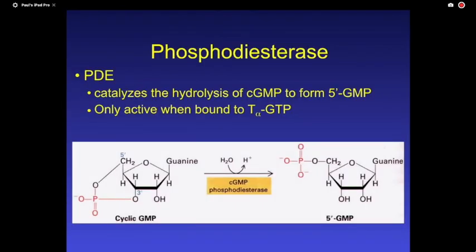And this is the reaction that it will catalyze. It will break the phosphate bond, and you can see why it's called a phosphodiesterase. An ester bond, and then another ester bond with the phosphate, and it'll break it down.